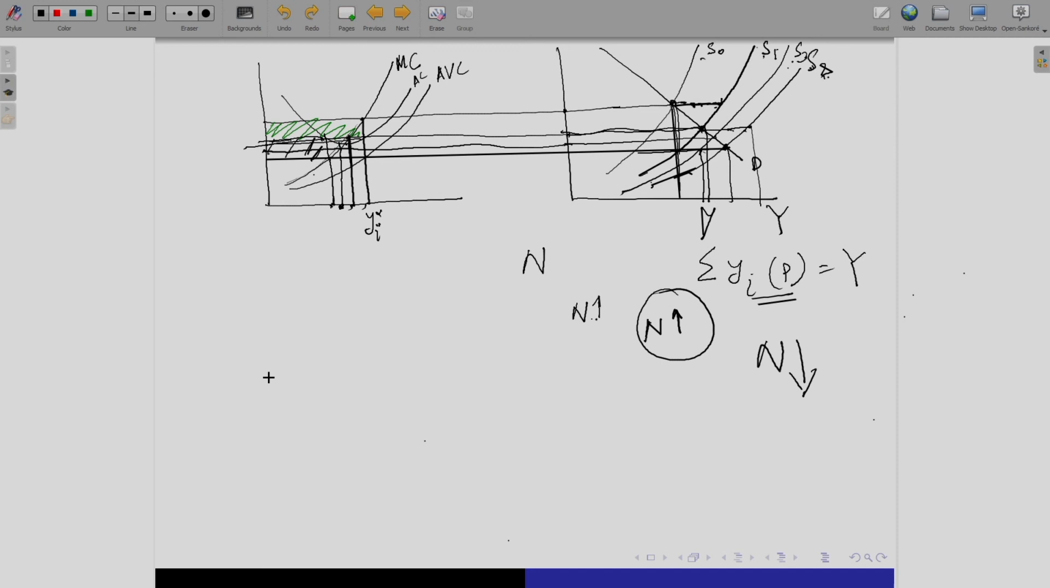Okay. So this is the whole mechanism of how the price adjustments are going to take place in the long run.